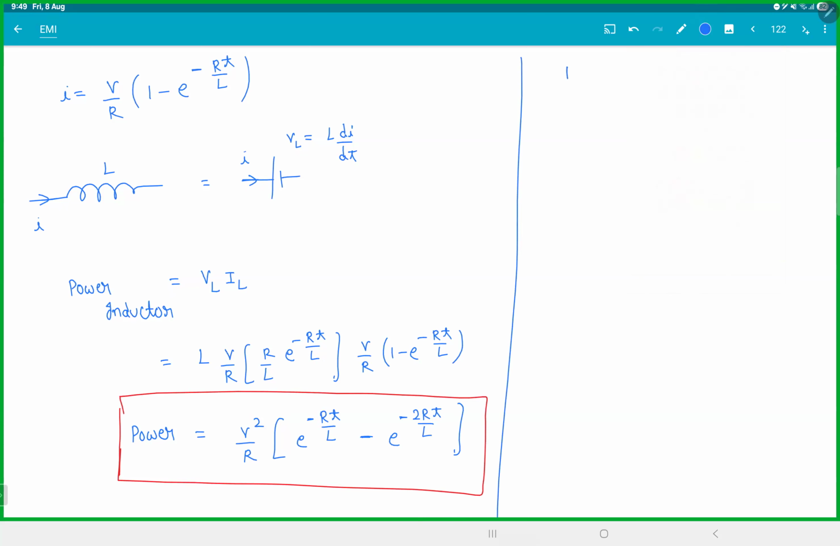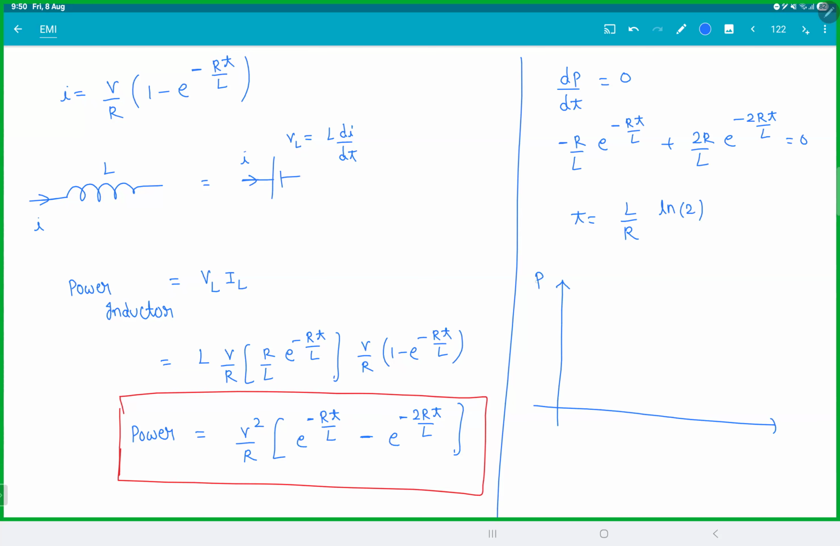Now for this, if you try to do maxima minima, dp by dt equal to 0, you will end up with t is equal to L by R ln 2. L by R is your time constant. So if you actually plot the power in an inductor versus time graph, initially the current was 0, so it will start charging, it will go to maximum, and then it will decay till infinity. So this maximum occurs at L by R ln 2.